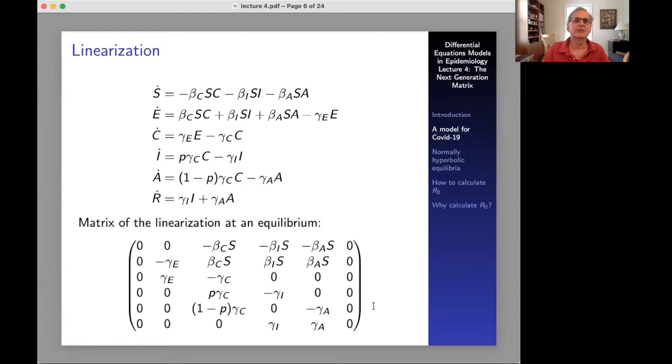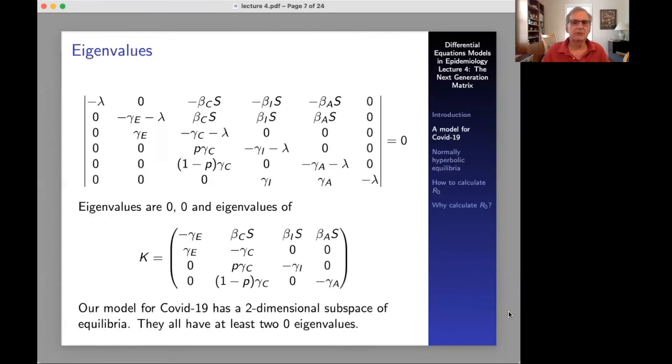When you go through that procedure, this is the matrix you get for the linearization at an equilibrium. It depends on the S coordinate of the equilibrium. That's all it really depends on. By the way, the last column here is the partial of S dot, E dot, C dot, et cetera, with respect to R. You don't see any R's in any of these equations, so these are all zeros. What we saw in the last lecture is that to learn about equilibria, it helps to linearize at them and then find the eigenvalues. So let's try and do that.